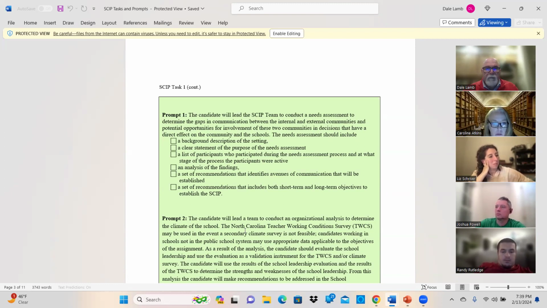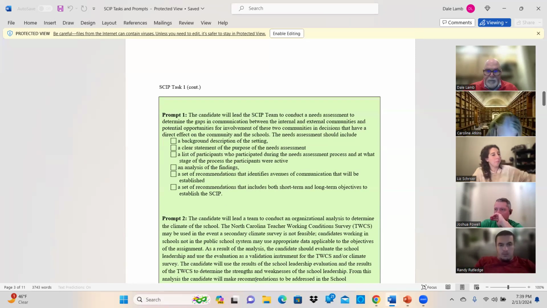And then a list of participants, analysis of your findings, a set of recommendations, identifies avenues of communication that will be established, and then a set of recommendations that include short-term and long-term objectives. All right, here's where we leave the road and hit the tree on the second problem. Folks don't understand the difference between short-term and long-term objectives. So let me stop and talk to you about that a minute.